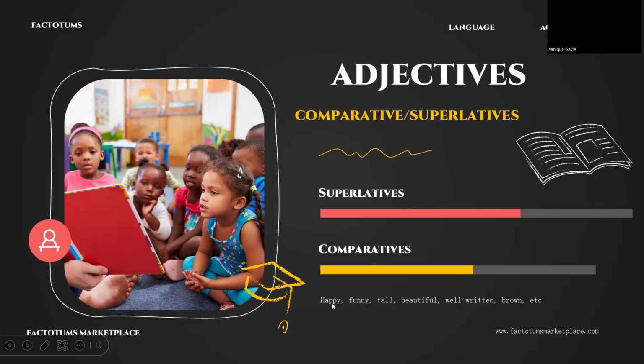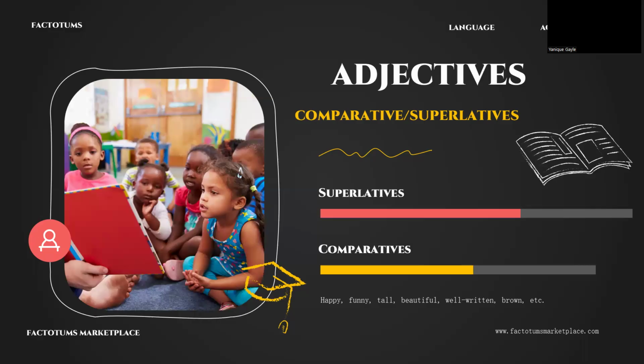So if I were to say, the girl looks happy. Happy is an adjective because it's describing the girl. The girl is a noun. So this is telling us that happy is describing the girl, so it is an adjective. Funny is an adjective. Tall is an adjective. Beautiful is an adjective. Well-written is an adjective. Brown is an adjective. So if you notice, adjectives are very versatile, okay?